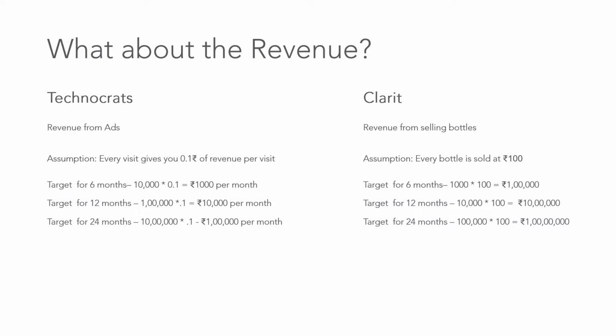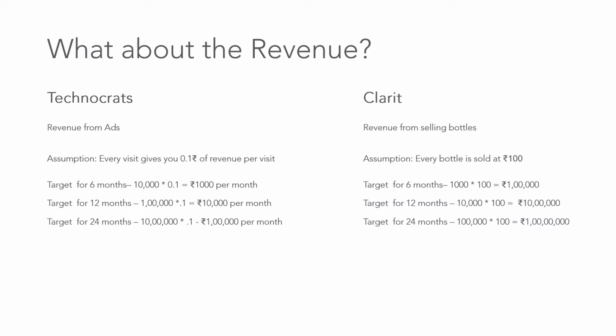So in the 6th month, if we are able to bring in 10,000 people on the blog, we should be making 1,000 rupees for that month. Similarly, in the 12th month, we should be making 10,000 rupees. And in 2 years, we should be making 1 lakh rupees per month. Pretty good, right?